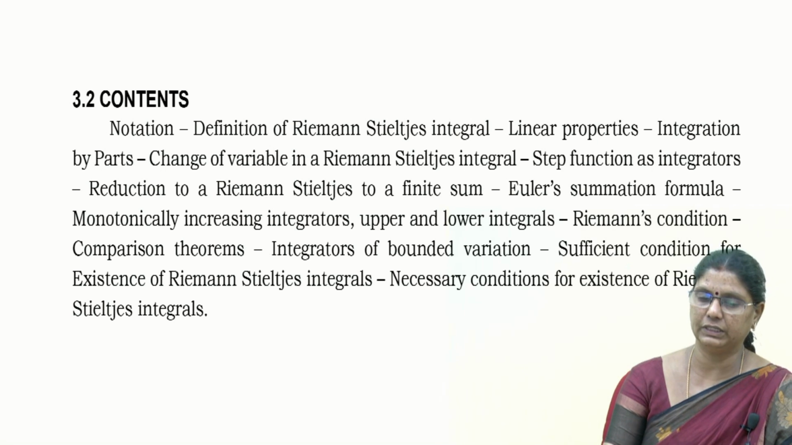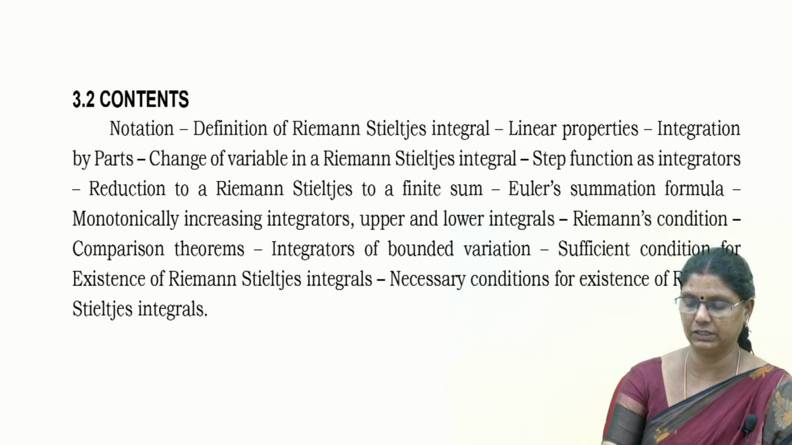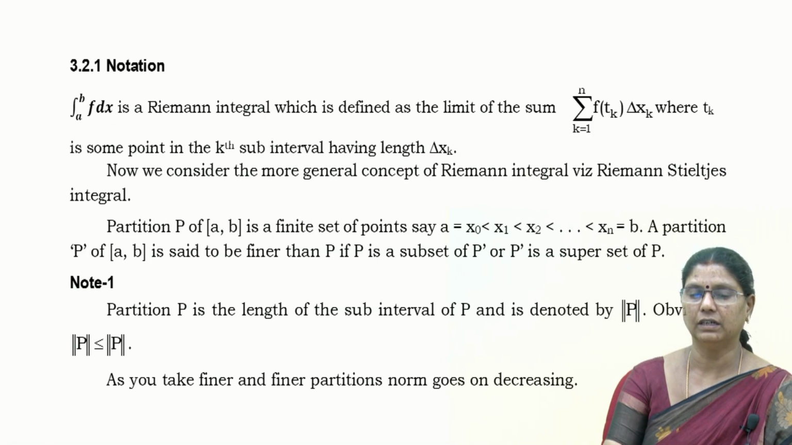So here we are going to see the definitions and some notations of the Riemann-Stieltjes integral, linear properties, integration by parts, change of variable in a Riemann-Stieltjes integral, step functions as integrators, reduction of a Riemann-Stieltjes integral to a finite sum, Euler's summation formula, and monotonically increasing integrators, upper and lower integrals, Riemann's condition, comparison theorems, integrators of bounded variation, sufficient conditions for the existence of Riemann-Stieltjes integrals, and similarly necessary conditions for the existence of Riemann-Stieltjes integrals.